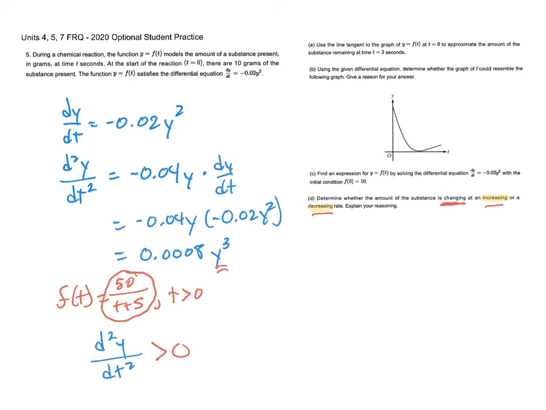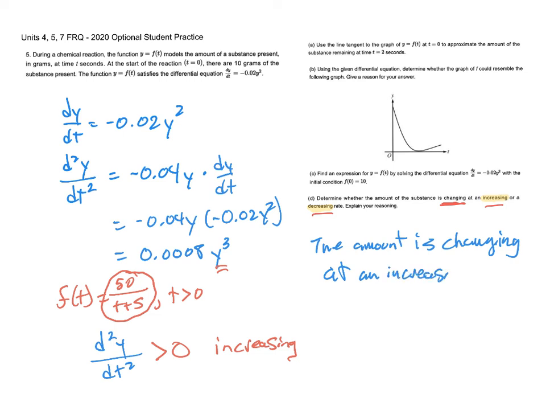And since this is greater than 0, this is increasing. So the amount is changing at an increasing rate. The rate, which is the first derivative, is increasing because the second derivative is positive. So in a nutshell, I'm answering increasing for this problem because of the facts that we presented over here on the left.